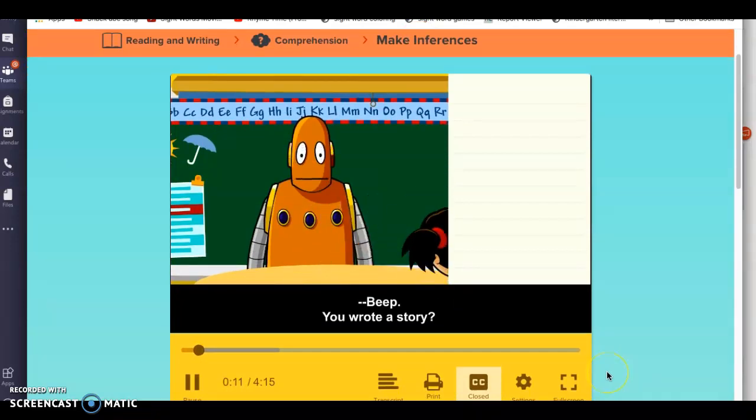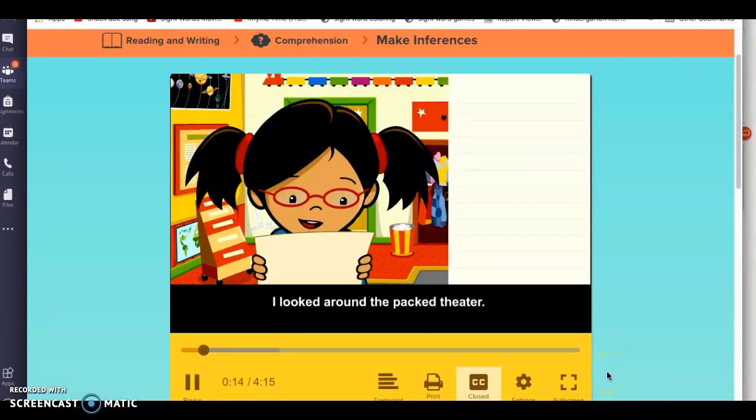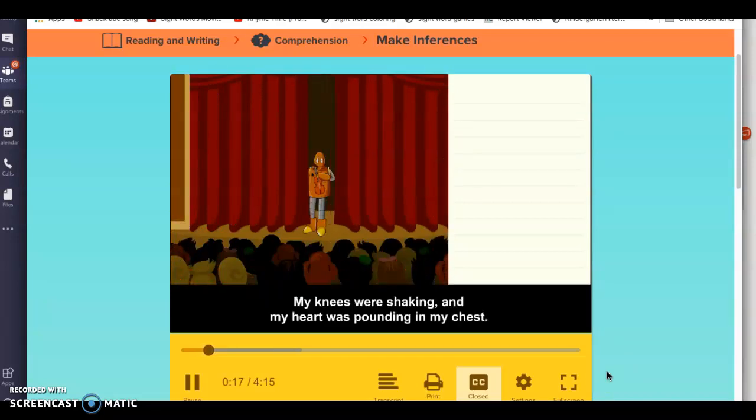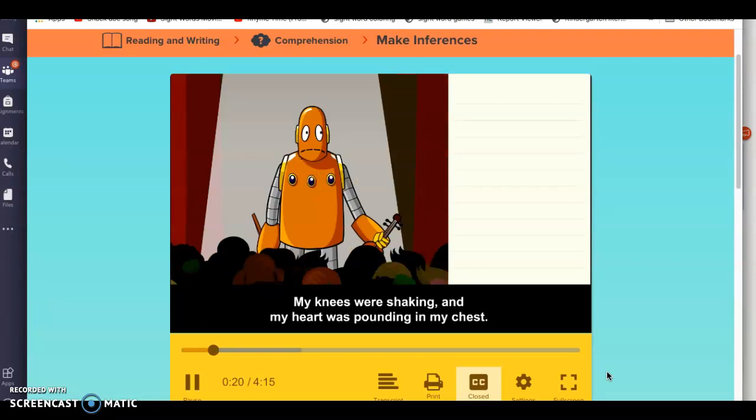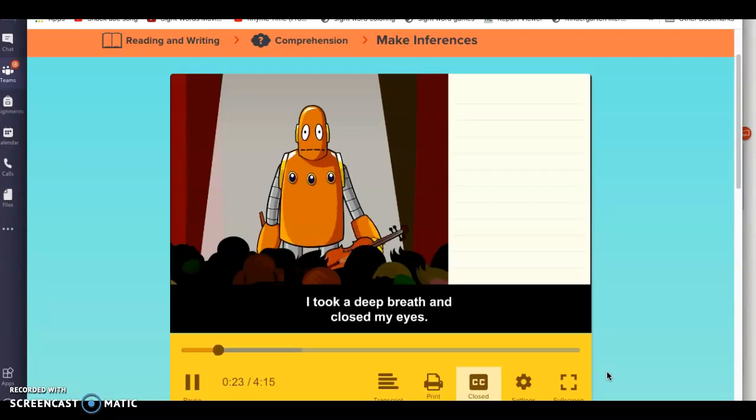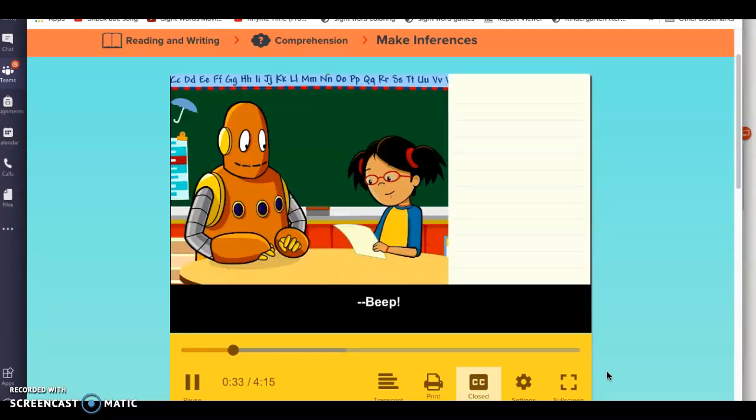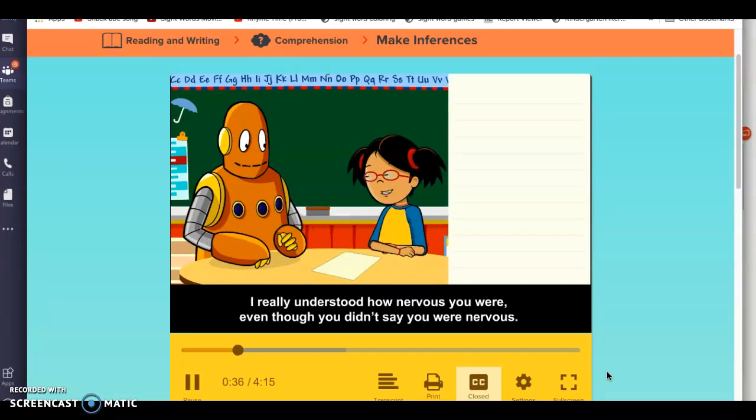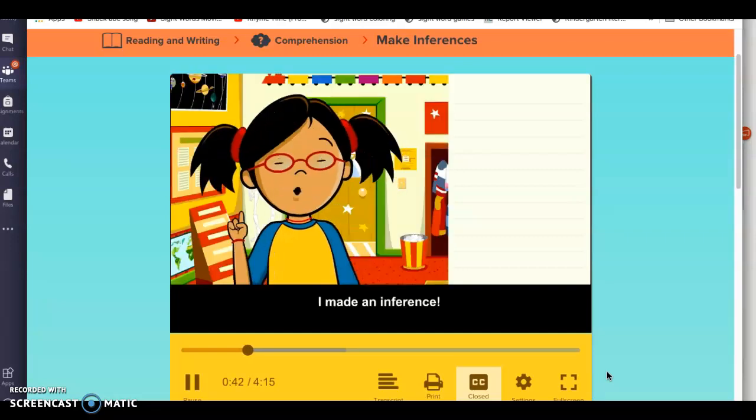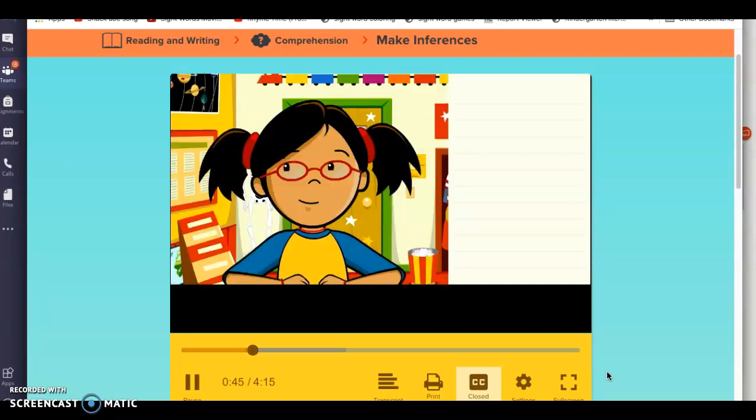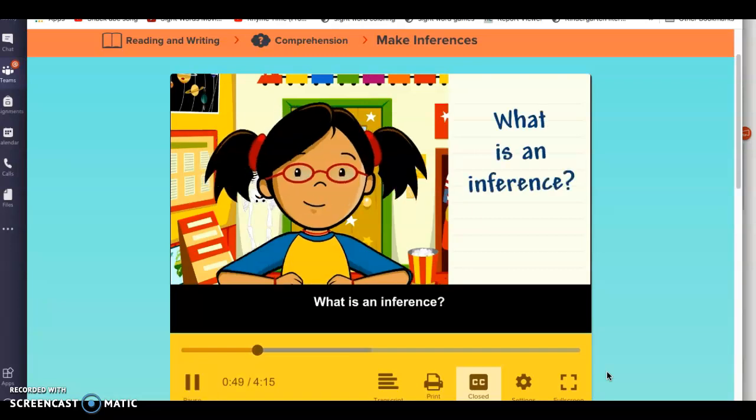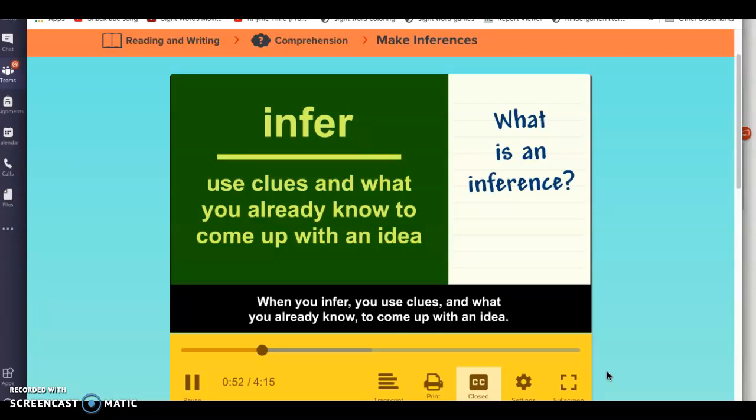You wrote a story? I looked around the packed theater. My knees were shaking and my heart was pounding in my chest. I took a deep breath and closed my eyes. I pretended I was alone and played my violin. Great job, Moby. I really understood how nervous you were, even though you didn't say you were nervous. I made an inference. What is an inference? When you infer, you use clues and what you already know to come up with an idea.